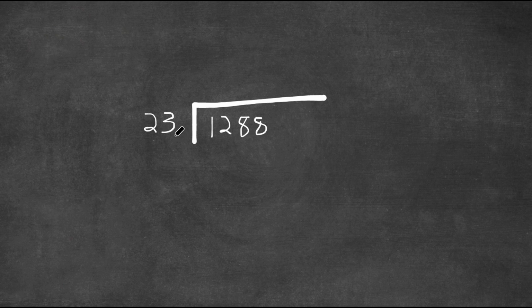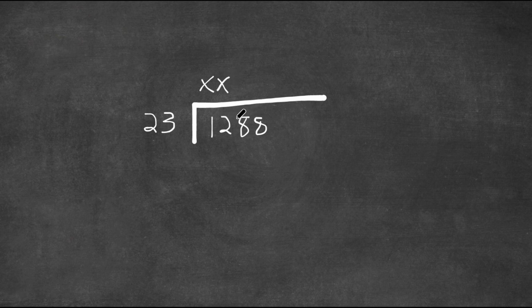And to solve this problem, let's first start with 1. Can 23 go into 1? No, it can't, because 23 is greater than 1, right? So we're going to put an x right on top of 1. Now we're going to add the 2 on to our 1. So now this is 12. Can 23 go into 12? No, because 23 is still greater than 12. So now we're going to put an x right on top of our 2.